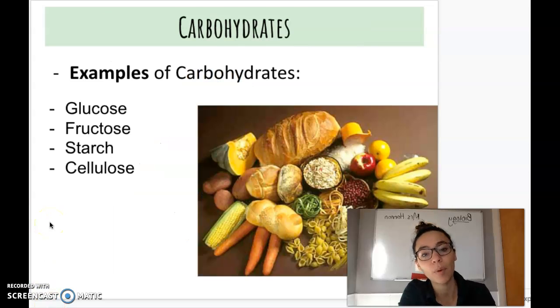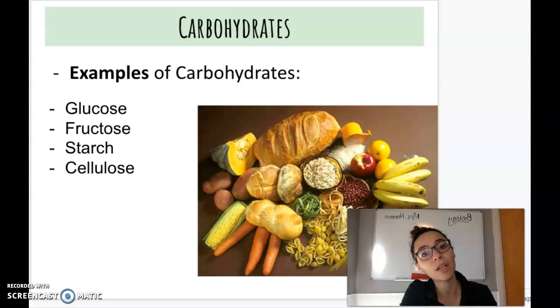Some examples of carbohydrates are glucose, fructose, starch, and cellulose. Those are the molecular examples that we'll be talking about in biology class. But if you think about the foods that you eat, some foods that contain carbohydrates are things like bread, corn, pasta, rice, fruits, sugars, potatoes, squash, anything starchy.